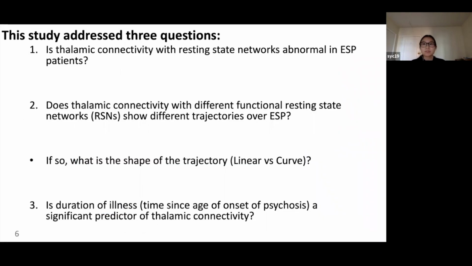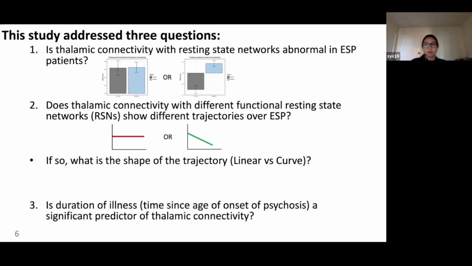So this study addressed three questions. Is thalamic connectivity with resting state networks abnormal or similar in early stage psychosis patients compared to healthy controls? Secondly, is thalamic connectivity with different functional resting state networks going through different trajectories over the early stage of psychosis? So whether or not trajectories remain relatively stable over time or whether they increase or decrease over time.